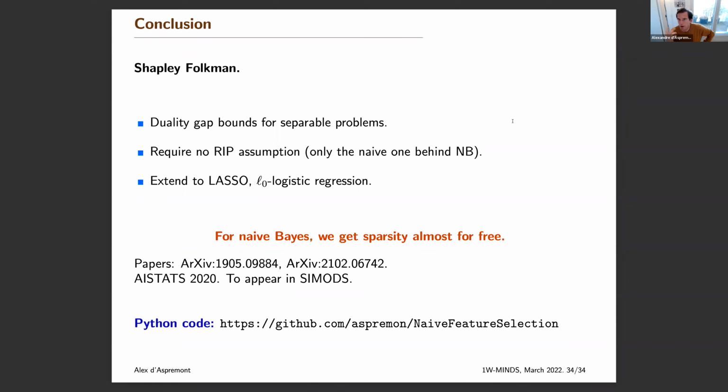And if you remember one thing from this talk, it's that for naive Bayes, at least, you get sparsity almost for free, right? And you can control the duality gap, so you should do it, because in practice, this is always useful. And if you're interested in reading more about all these results, and in particular about how primalization works, I'd refer you to these two arXiv papers, which were published also in AI Stats and are to appear in SIMODS. And we have code online to illustrate all the experiments I detailed before.